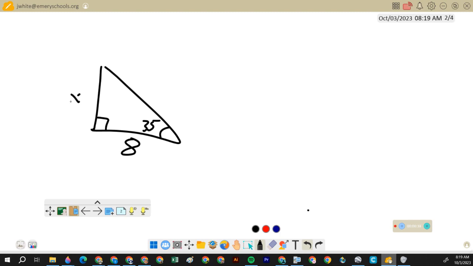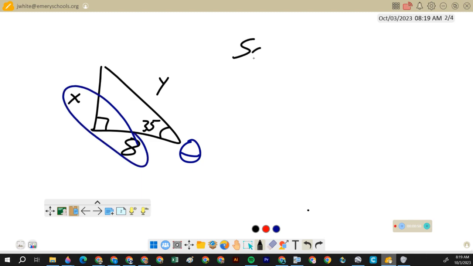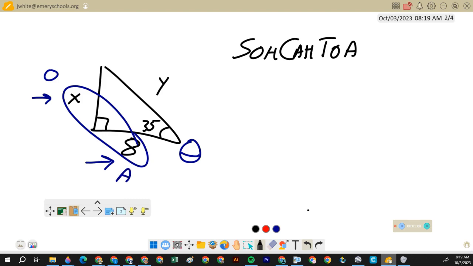So let's call this x and we'll call this y. If theta is 35, which trig ratio is going to use the x and the 8? So if we write down SOHCAHTOA, what is the name of this side? O. Good. What's the name of this side? A. Which one uses O and A? Tangent. So the tangent of 35 is x over 8.